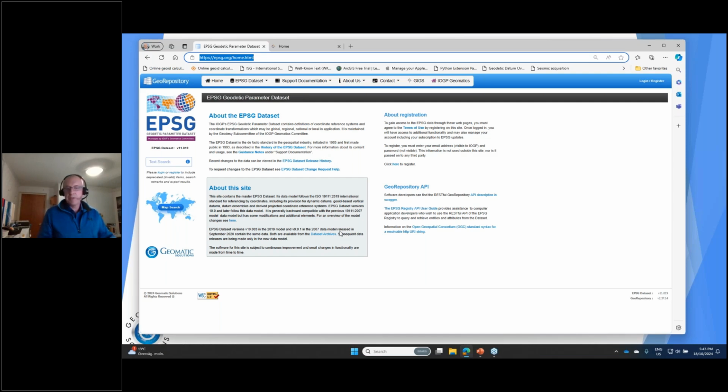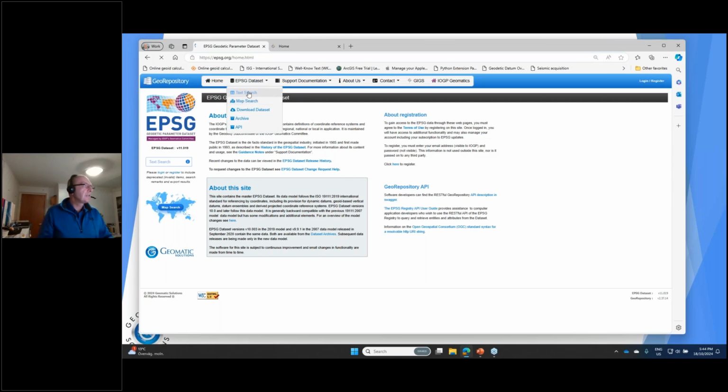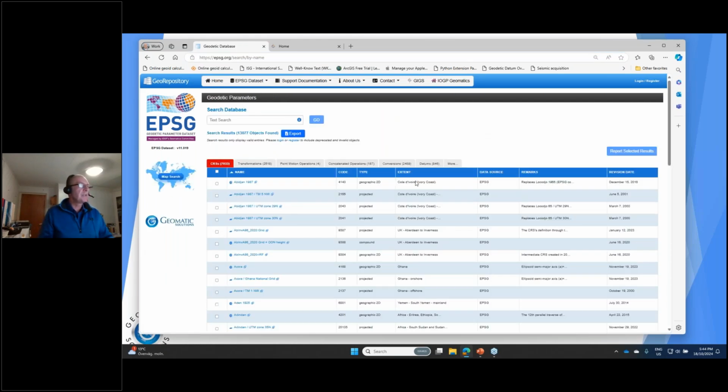All the CRS definitions will be below 32767. That's a finite number of codes that they can deal with. If we look at the text search, for instance, it will actually give us the entire data set first. You can see the tabs here. So this registry contains 7,033 coordinate reference system definitions.